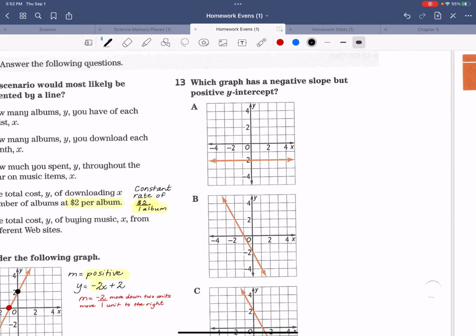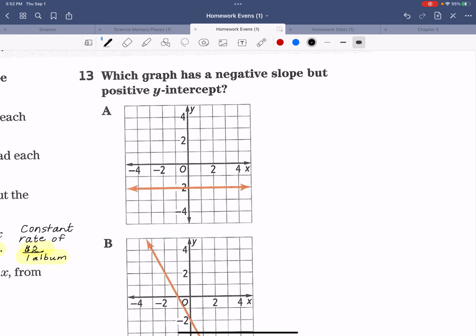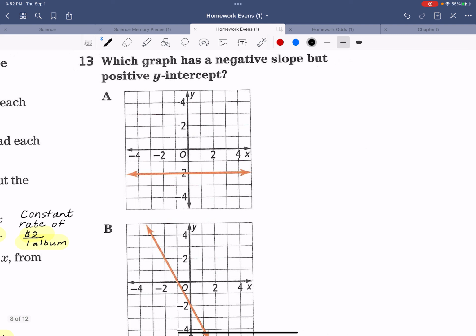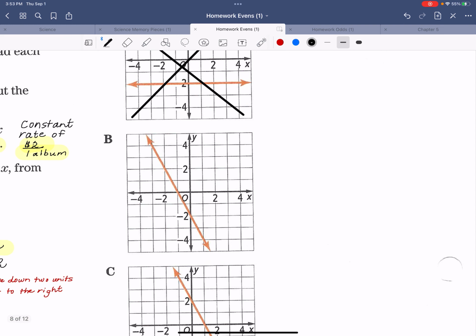Number 13. Which graph has a negative slope but positive y-intercept? So they're giving us 2 conditions that have to be met here. Okay, this has no slope. Slope is 0. It's not positive and it's not negative. It's horizontal. So that does not have a negative slope. We can eliminate that one. B has a negative slope. So that could be the answer.